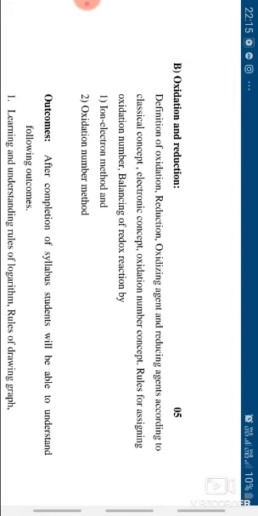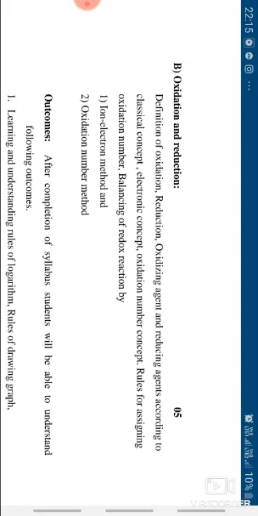For example, there are three definitions of oxidation. Addition of oxygen is oxidation, removal of hydrogen is oxidation, and removal of electrons is also oxidation. Various aspects and concepts of oxidation and reduction can be seen in this topic. It includes the electronic concept, classical concept, and oxidation number concept.